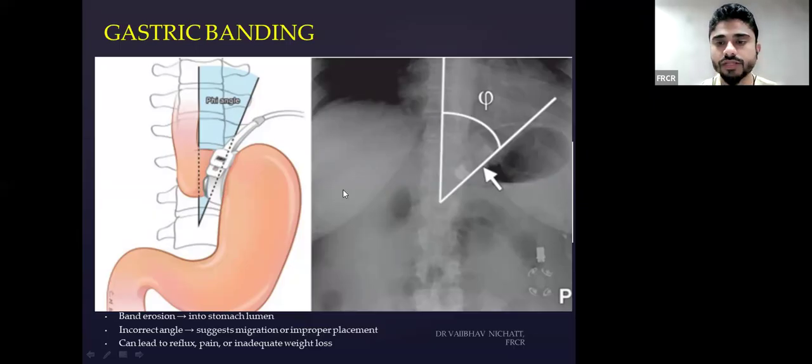In the exam they might give you this gastric band lying over here, so the phi angle will come around 90 degrees. If it is 90 degrees, then there is slippage of the gastric band. So you need to mention the phi angle in the examination.